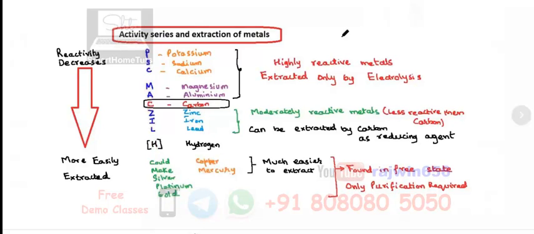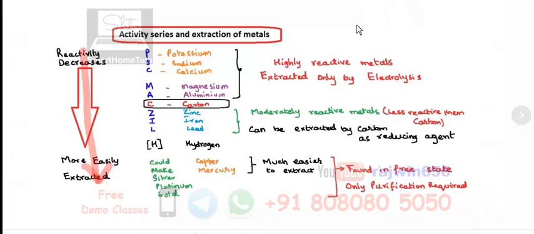And obviously all these elements: PSC, potassium, sodium, calcium, MacZil, magnesium, aluminium, carbon, zinc, iron, lead. Okay, this is the activity series of metals. This is placed in the decreasing order of their reactivity.